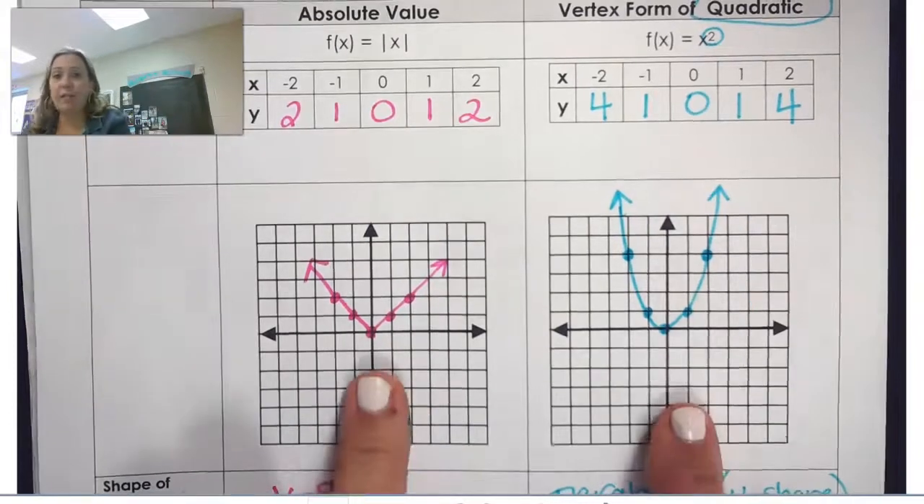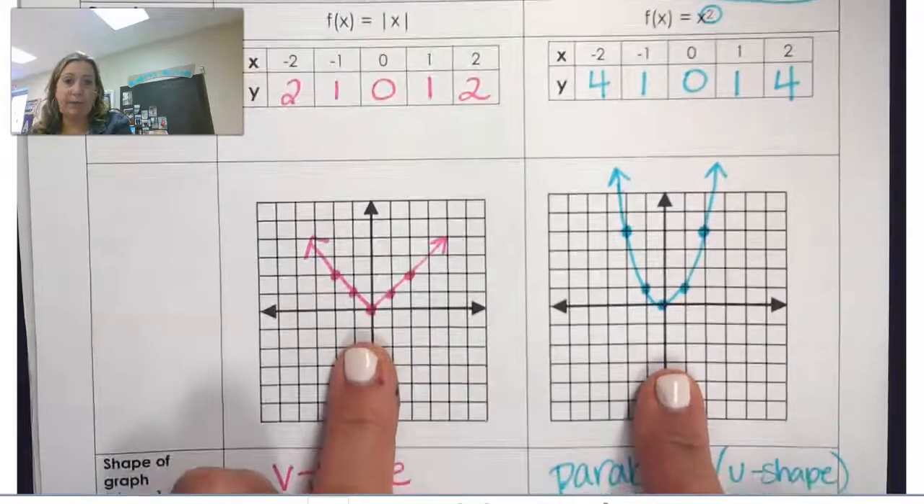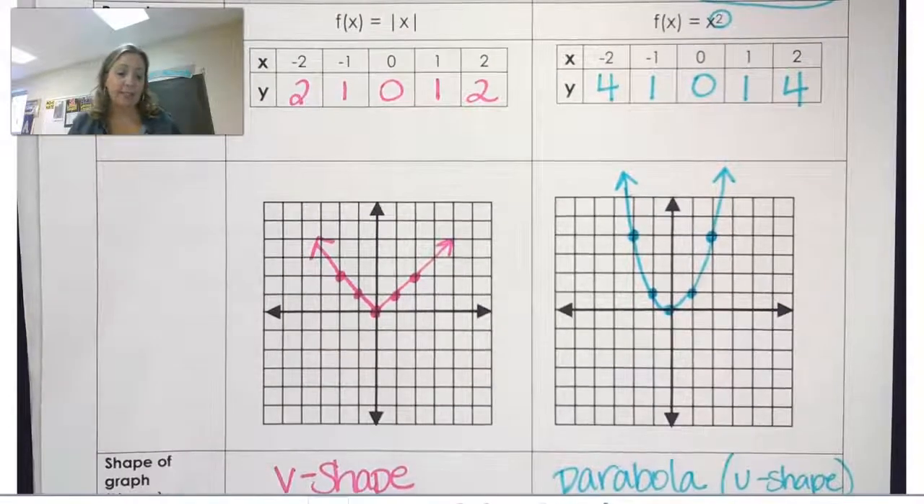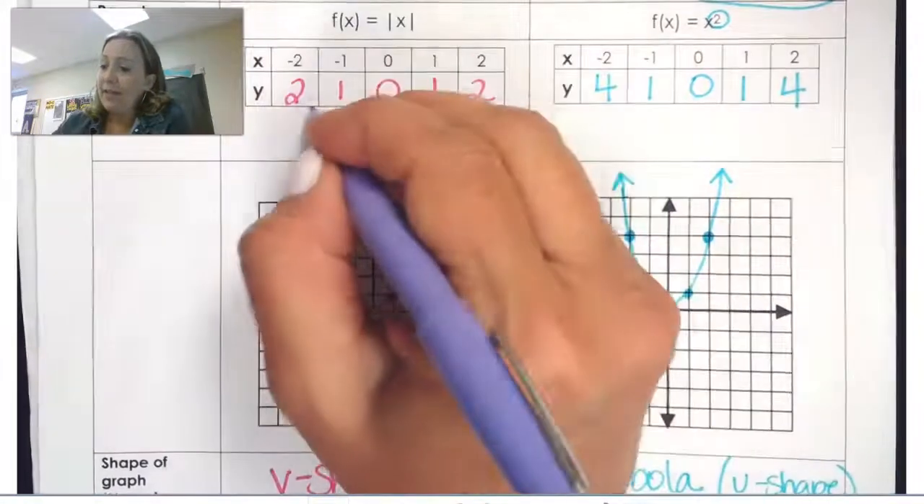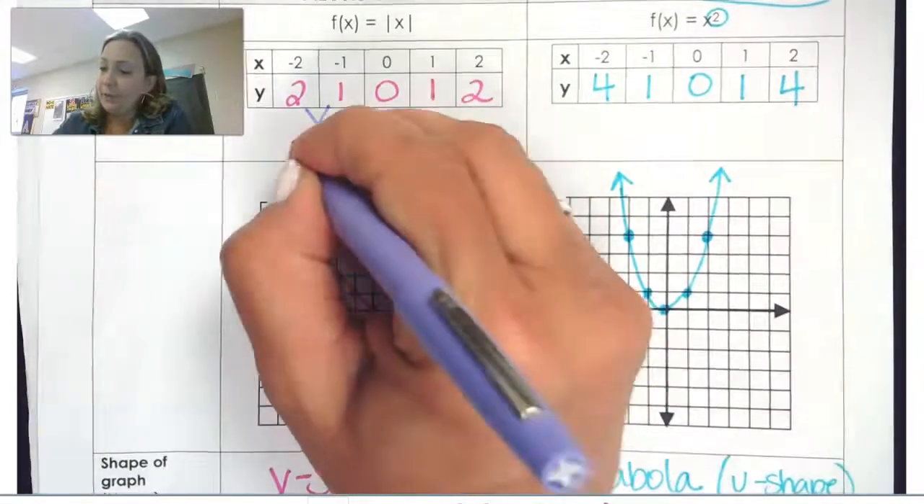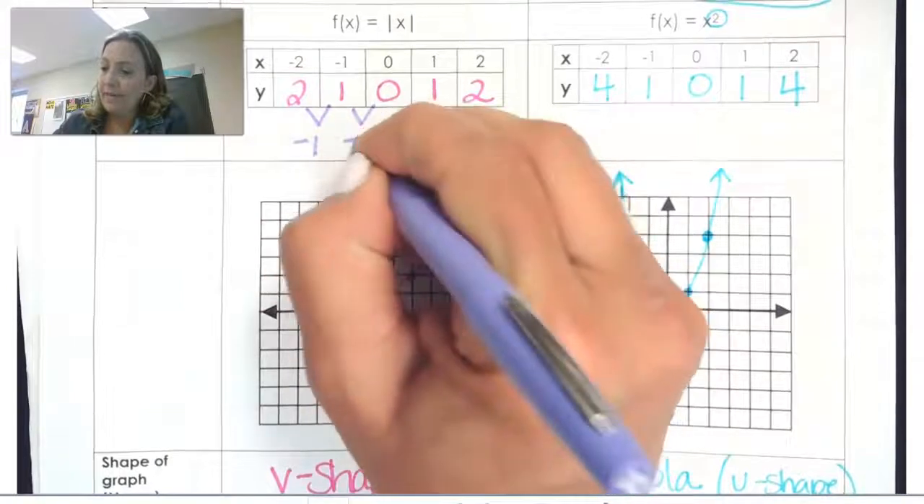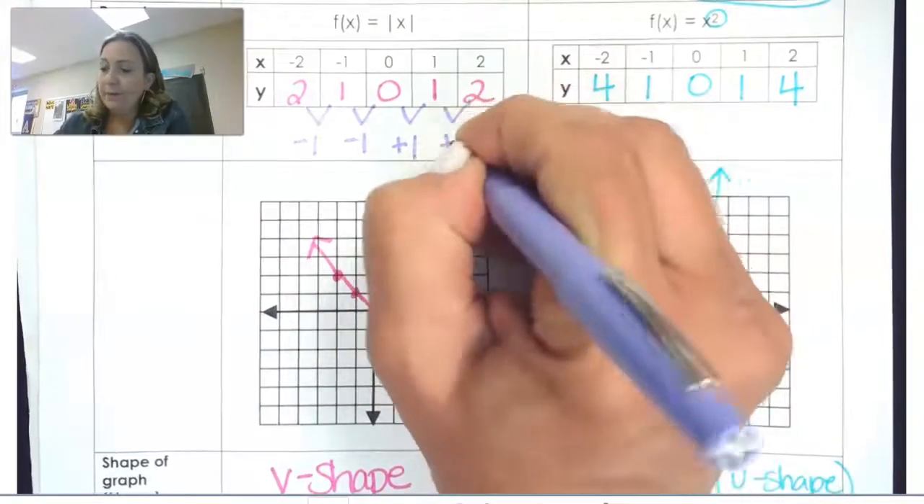Again, we have a V-shaped graph for the absolute value, but a U-shaped graph for this parabola. And the reason was because of the differences in the tables. And I'd like us to investigate the difference in the tables. If we look at our y values in the table, here we're going down 1, but then up 1, up 1.